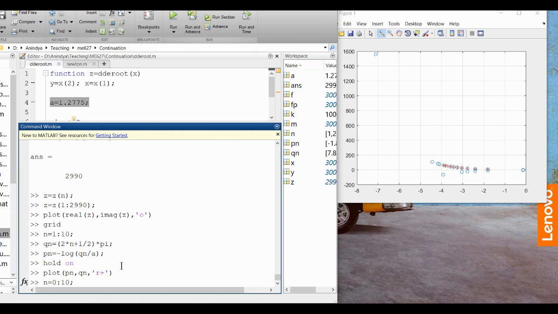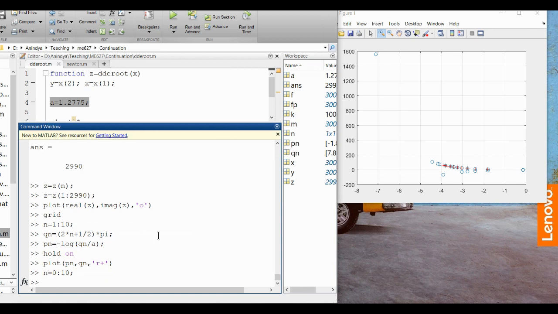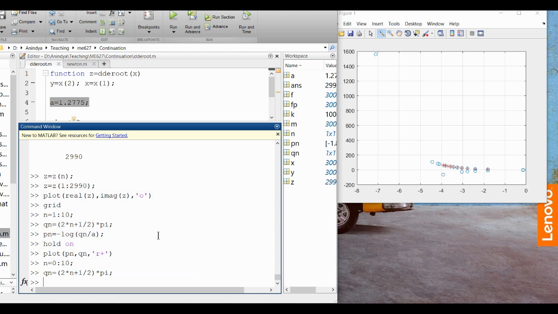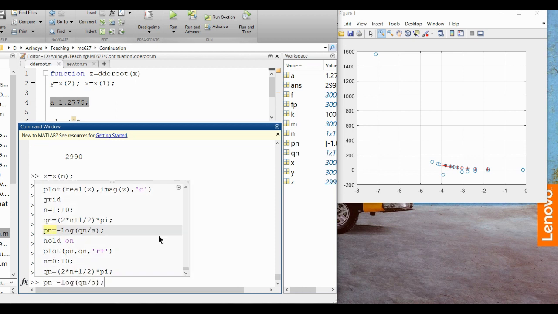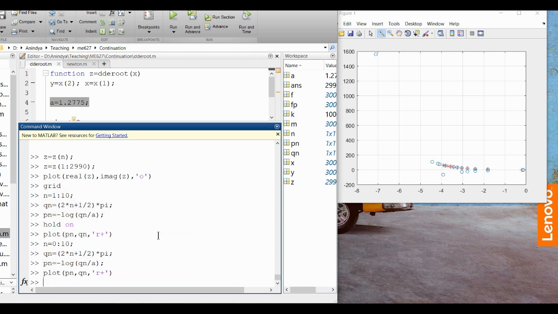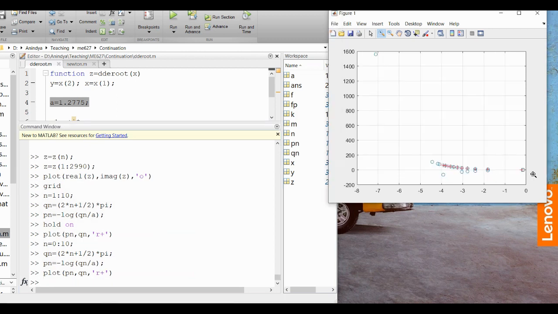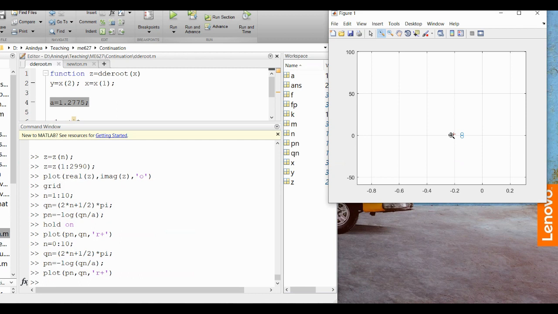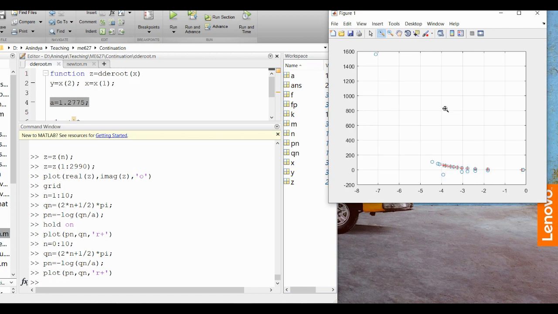Of course, if it doesn't work, we can't complain, but that's qn, that's pn, and we can just make the plot again. And you see, even this root is not really that bad. It could be better, but okay, so those are the roots that we have.